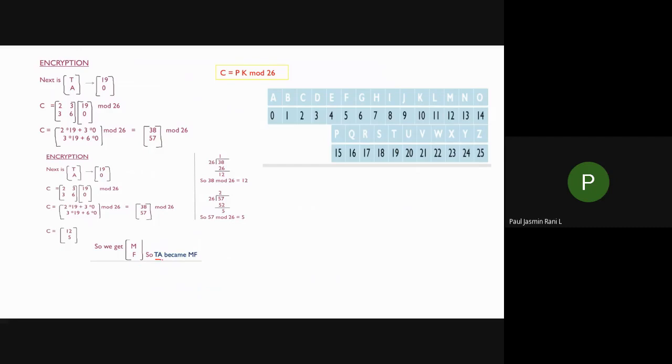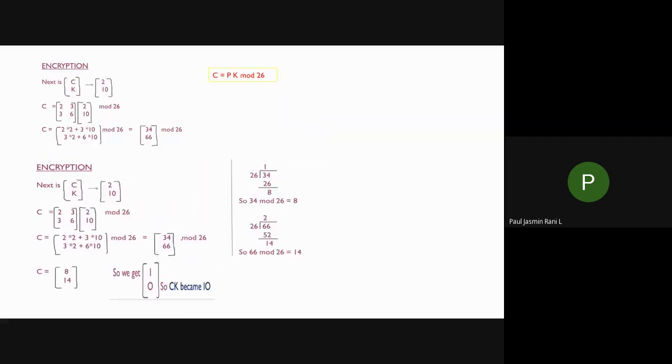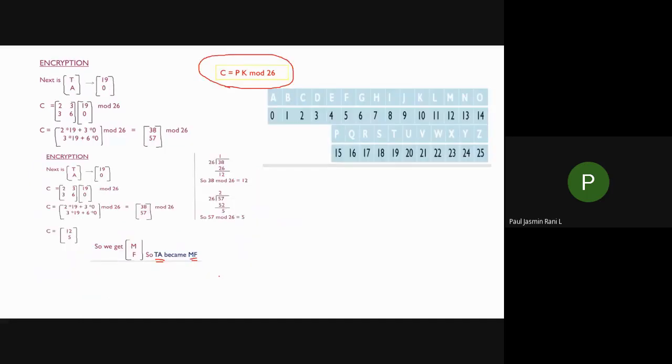For TA, you will get your answer as MF. Please note this in your notebook. Later you solve this problem and verify that you are getting this value. The same way, you have to do it by using this formula: C is equal to PK mod 26. You know that plain text for TA is 19, 0. Then you have to multiply with this key, plain text and key, and finally you will get this value. Similarly for CK, you will get the answer as IO. Please note down these two answers.